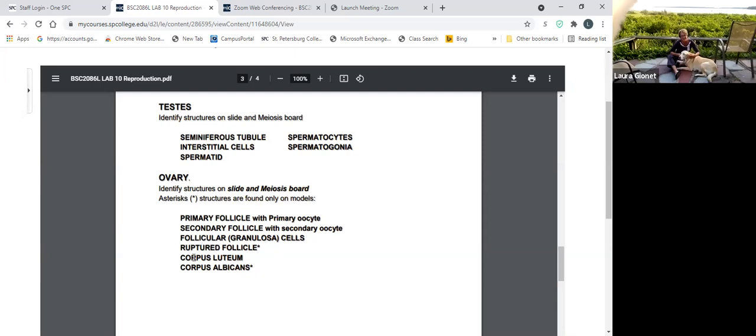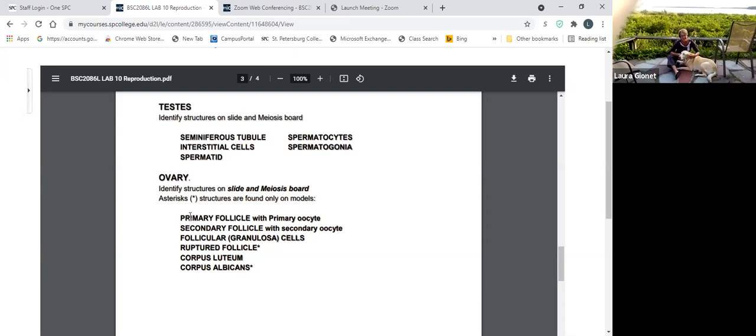The material that remains behind from that follicle is called the corpus luteum, another term for which is the yellow body. So it's always indicated in yellow. And then as that degenerates, it becomes a corpus albicans. So those rupturing follicles and the corpus albicans are only found on the models. They're not found on the slides.